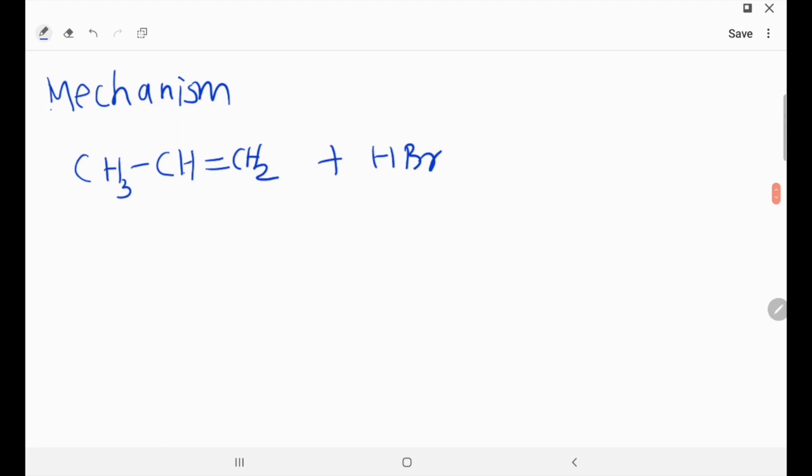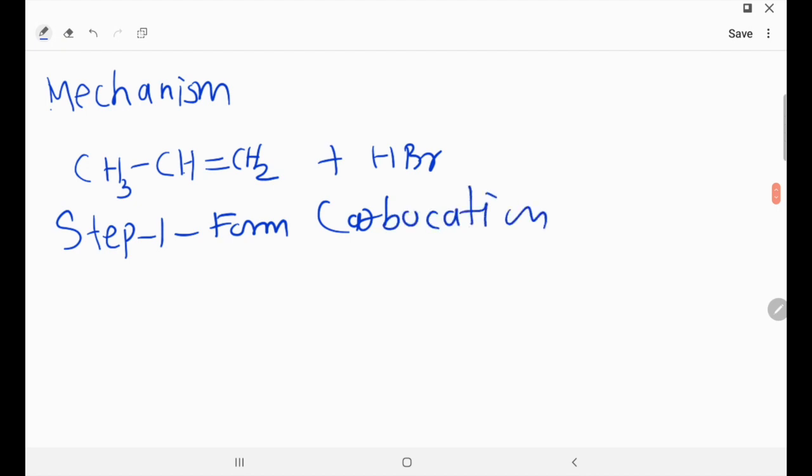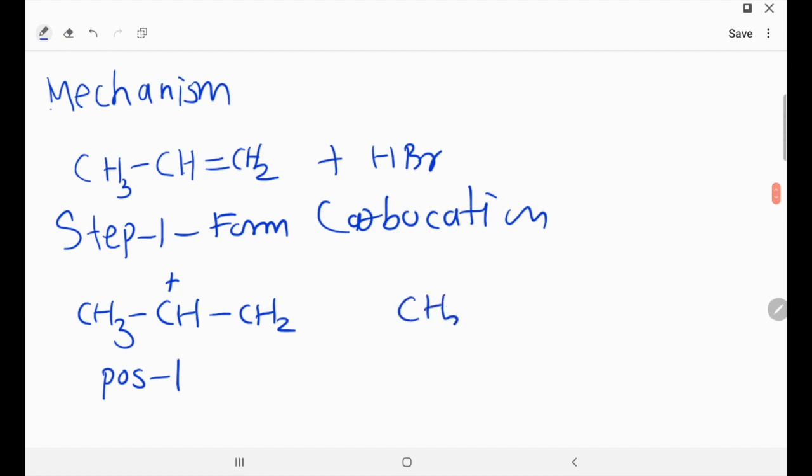In the first step, step 1, you have to form a carbocation. So let's form the carbocation. First of all, CH3, CH with a plus charge, CH2. This is possibility number 1. And as a second possibility, you can also form CH3, CH, CH2 with the plus charge here. It's possibility number 2.